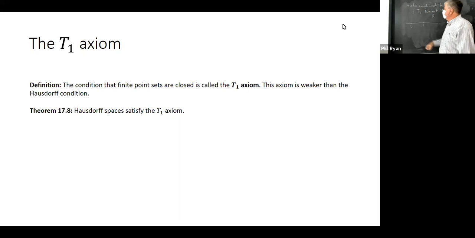Okay, so this is an example of something which is T1 but not Hausdorff. So what about sequences in this topology? Let's look at our favorite sequence, 1 on n. We like 1 on n going to 0. Well, it does go to 0, right? Because every neighborhood containing 0 eventually contains 1 on n for n large enough.